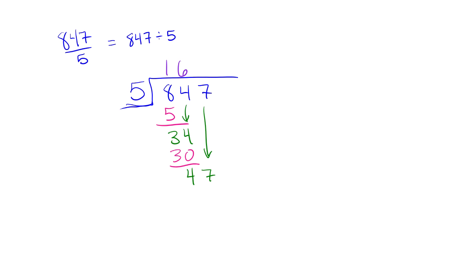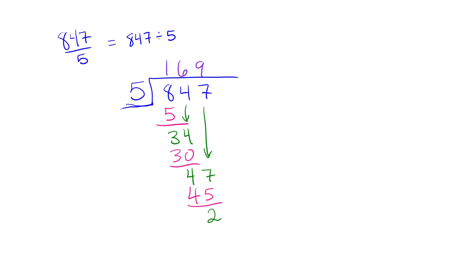And then we do the same thing over again. We say, okay, how many times does 5 go into 47? And it goes in 9 times. So we put a 9 on top. And then we multiply 9 by 5, and we get 45. Okay? And then finally we subtract again. 7 minus 5 is 2, right? And we could do decimals and keep on going.